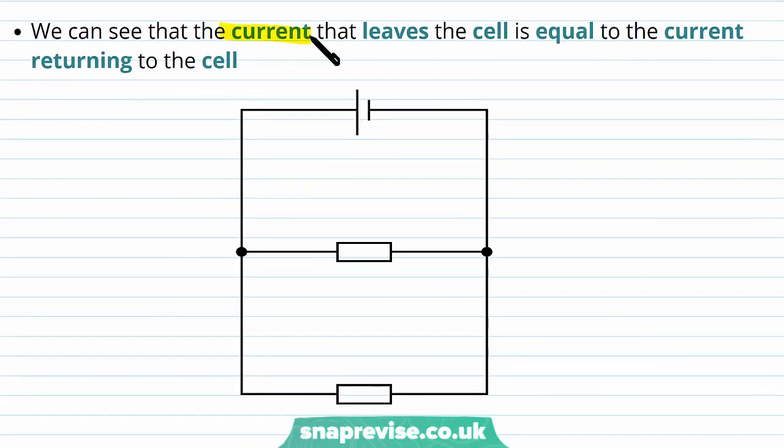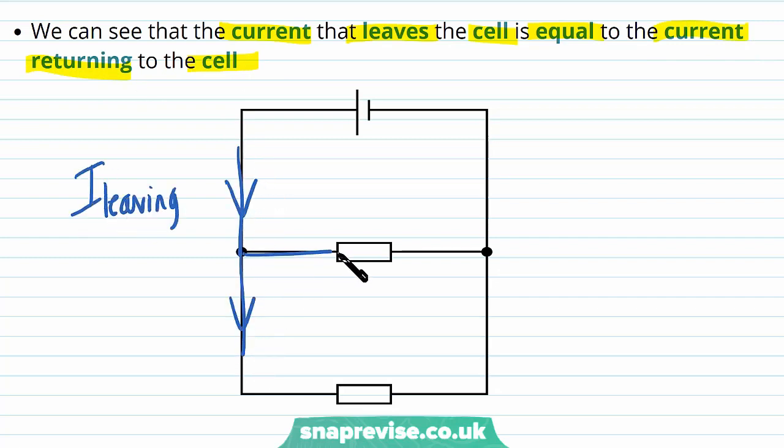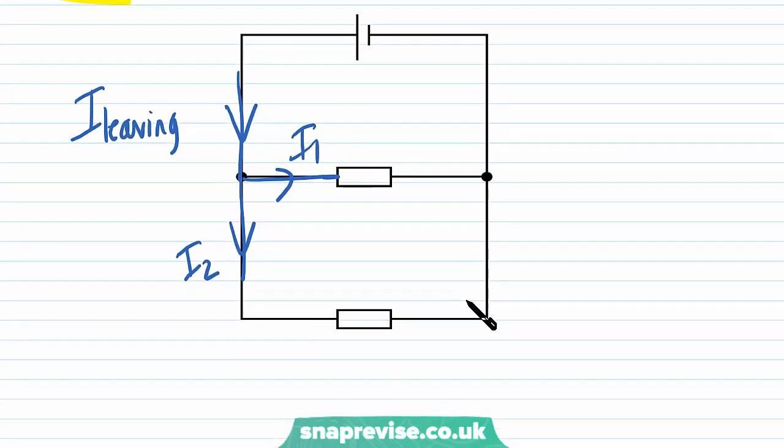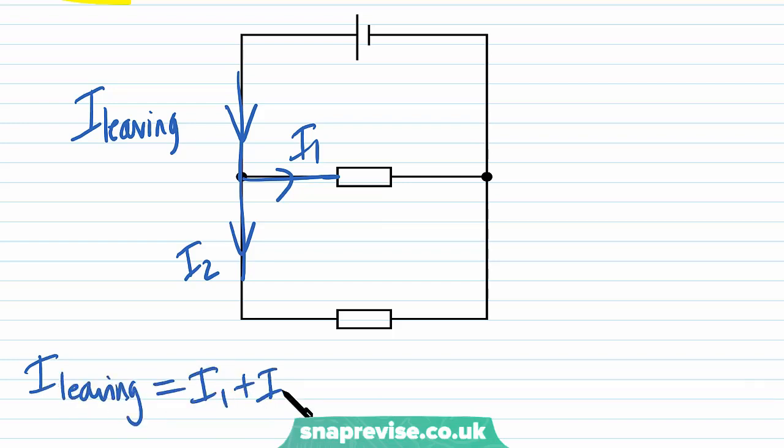We can see that the current that leaves the cell is equal to the current returning to the cell. So the current that's leaving the cell, which we're going to call I leaving, splits into these two branches, I1 and I2. And we said according to Kirchhoff's first law, that means that I leaving must be equal to I1 plus I2, because the current going into this junction, which is I leaving, must equal the current going out, which is the sum of these two currents.